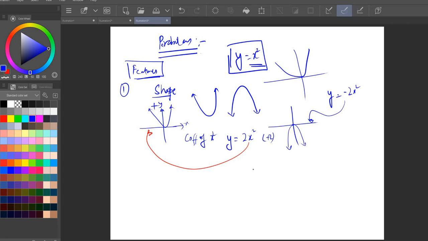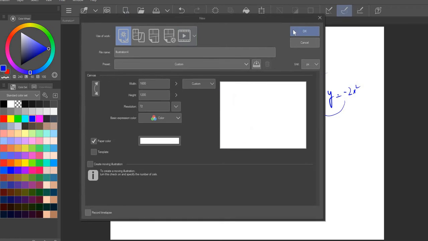So always look for the coefficient of x squared to find whether the parabola is a smiling face or a sad face, happy face or sad face. Okay, that's number one, the first feature. Now, feature number two is the intercepts. And I'll take another page to explain that.